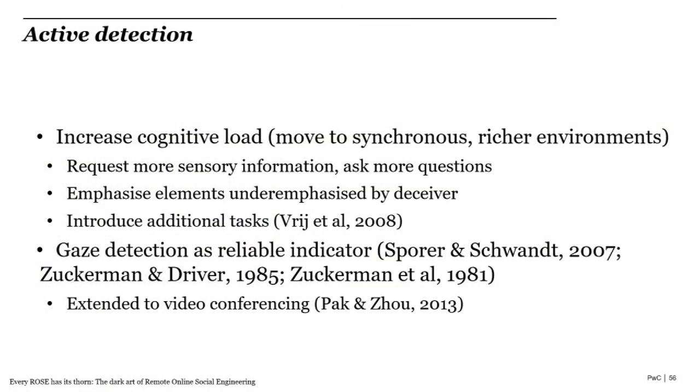In terms of active detection, defenders can try and increase the cognitive load on someone who they think is lying. So they can try and move the persona to a more synchronous and richer environment where it will be harder for that person to keep up the act of deceit. They can request more sensory information, ask more questions. They can try and emphasize particular elements that the profile is tending to underemphasize, and they can try and introduce additional tasks, whatever they might be. All of that helps to increase the cognitive load and therefore increase the probability of the attacker making inconsistencies and errors.